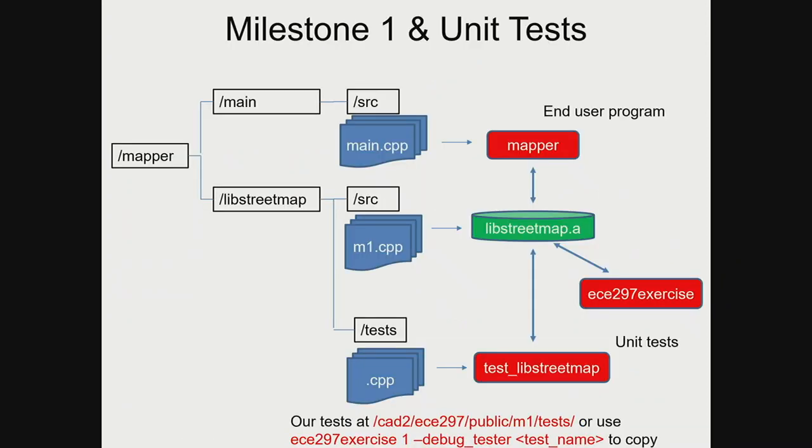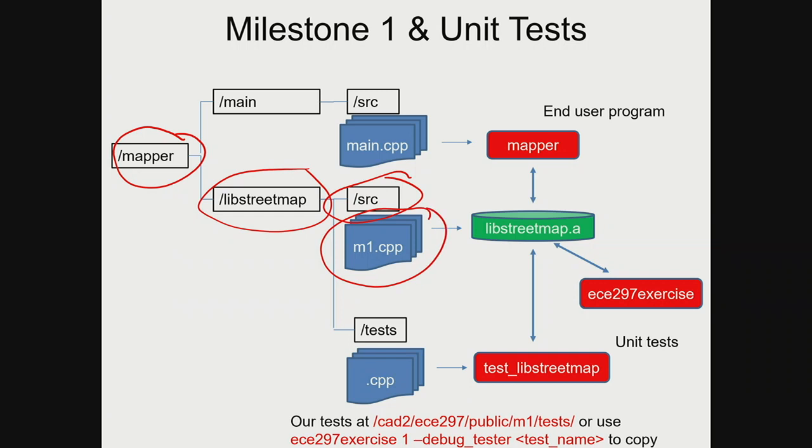Okay, so that's what we're doing in milestone 1. In milestone 1, your file organization is this. You've got a directory called mapper. It's under ece297/work, and that's where your whole project is. Underneath that mapper directory, there is a libstreetmap directory, and underneath that is a source directory. That's where all your code is being written.